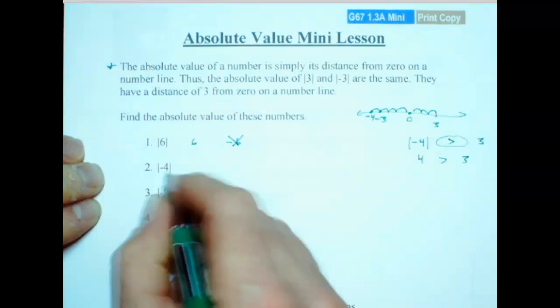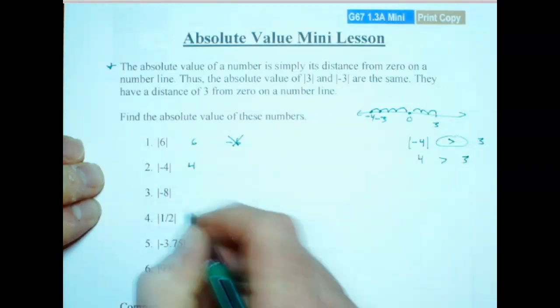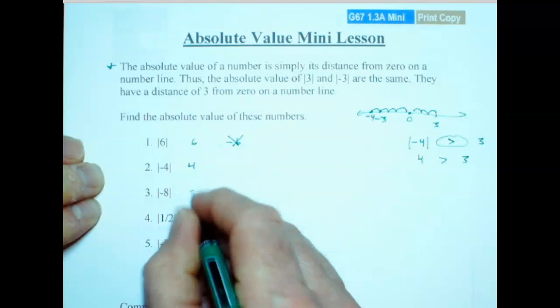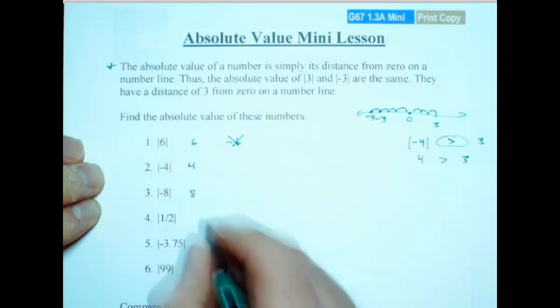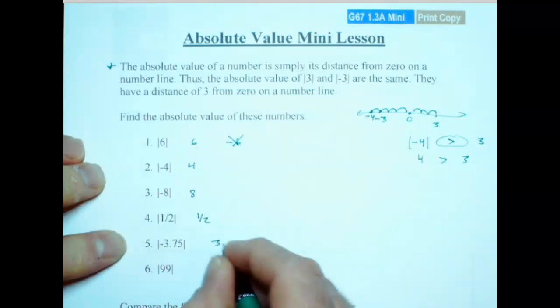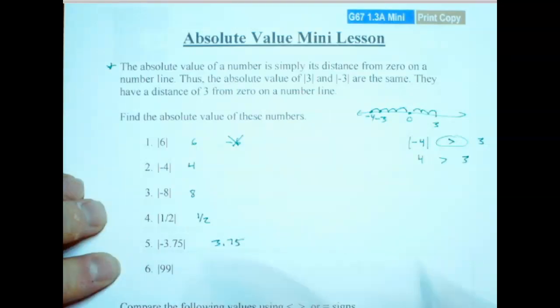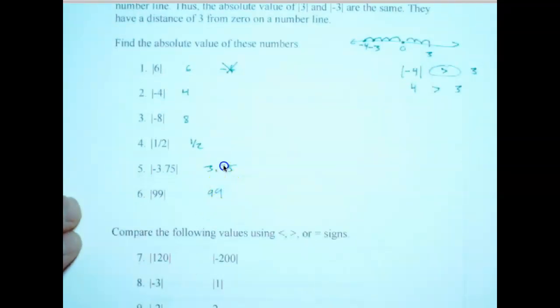What's the absolute value of negative 4? It's simply 4. The absolute value of negative 8 is 8. The absolute value of 1/2, it's 1/2. The absolute value of negative 3.75, it's 3.75. The absolute value of 99 is 99. Okay, well, let me scroll down so you can take a look at these other problems on the sheet.